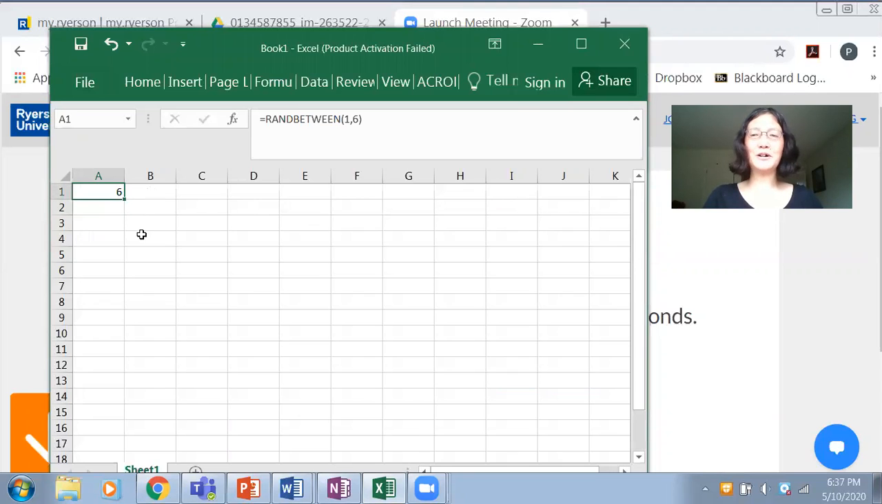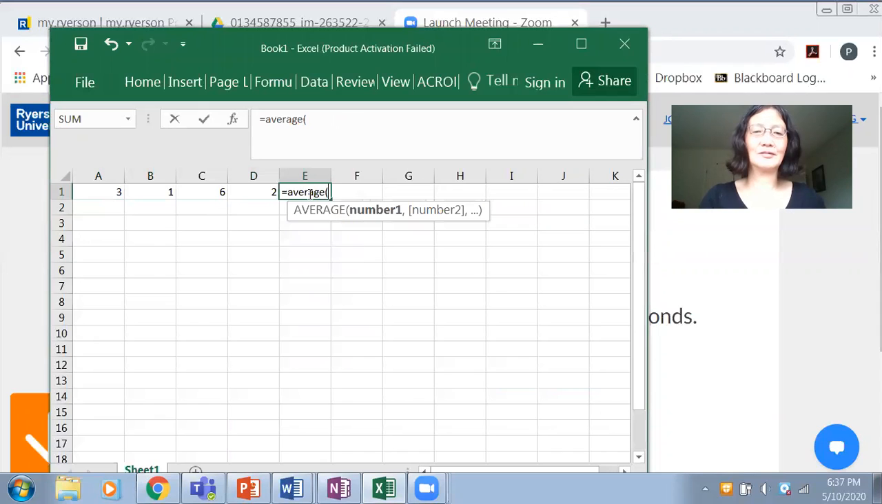Okay, this is the number I get. You roll a die 4 times. Now calculate the average of these 4 numbers. Because it is a random number, whenever I move the mouse, the number will change.